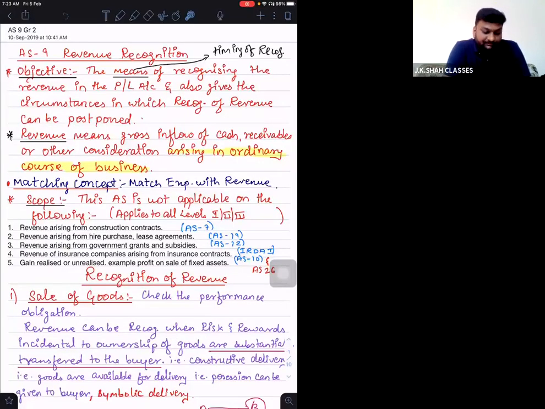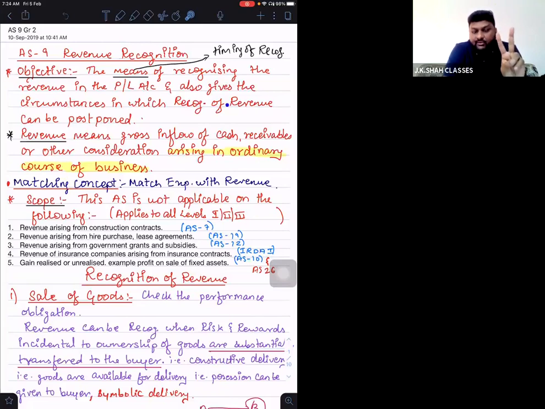So what it says, the objective of AS9 is the means of recognizing the revenue in the P&L account, and it also gives the circumstances in which recognition of revenue can be postponed. So here it gives the means of recognition. Now, when I say means of recognition, it is nothing but timing of recognition. So first objective, it will give you the timing of recognition of revenue in the profit and loss account.